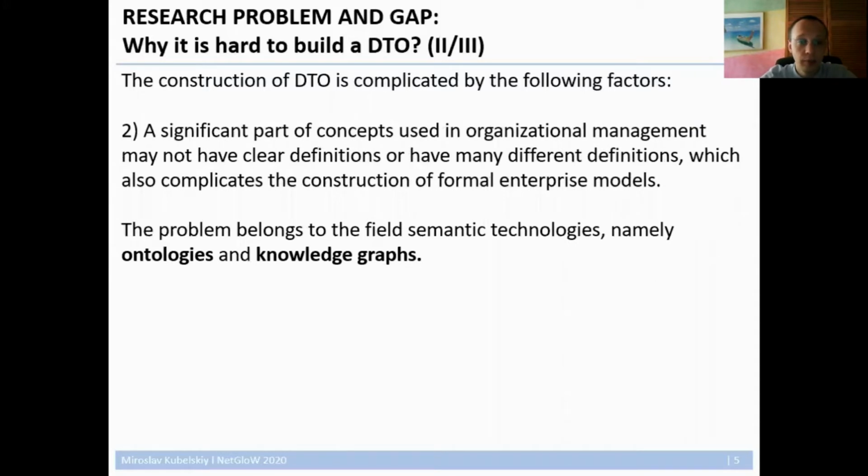The second problem is that a significant part of concepts used in organizational management may not have clear definitions or have many different definitions, which also complicates the construction of formal enterprise models, which are necessary for building a digital twin of organization. So this problem belongs to the field of semantic technologies, namely ontologies and knowledge graphs.